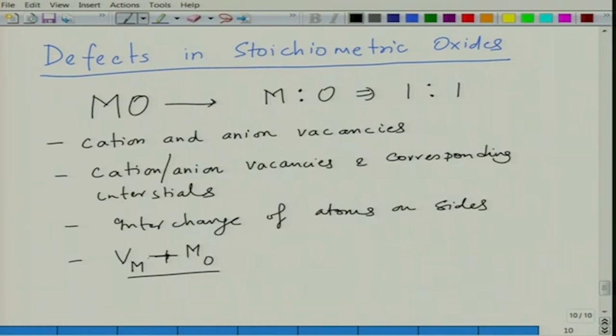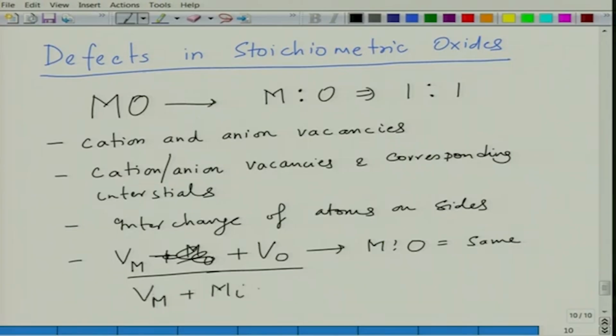So, you will have Vm plus VO, which does not change the ratio. So, you have M:O, which is the same as the parent. You can have Vm plus Mi. So, metal has left the metal site and gone to an interstitial site, which means M:O remains the same. We have done nothing to oxygen and nothing to metal, because the metal ions are the same in number.